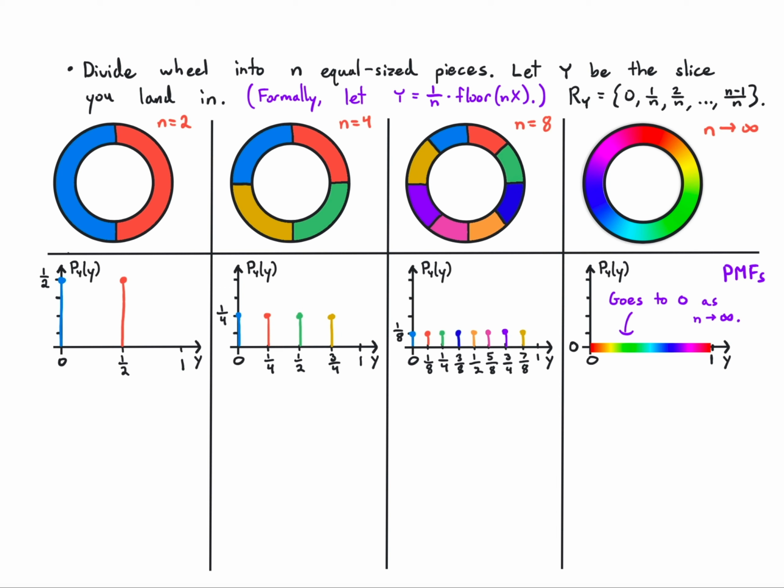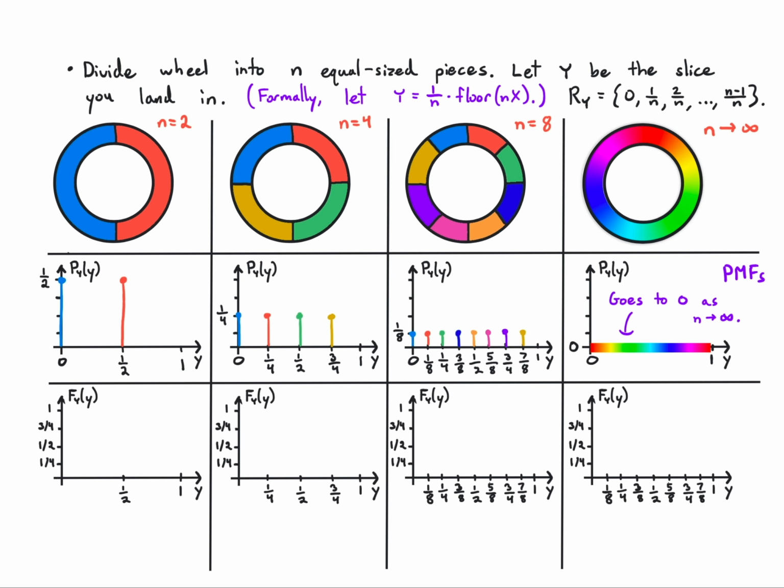Now I'm going to just draw the CDF. We're going to see what happens with the CDFs. Okay, so remember the CDF is just the probability that Y is less than or equal to y. So the first time it's going to jump up, at n equals 2, it's going to happen at 0. It's going to jump up by a half. Okay, the next time it's going to jump up is going to be at the value half. And it's going to jump up by another half and go to 1 and go on forever.